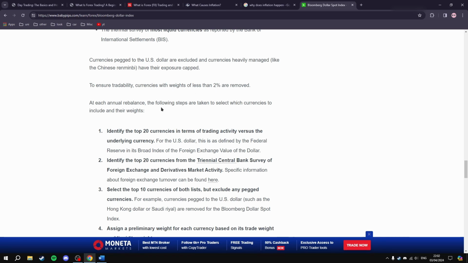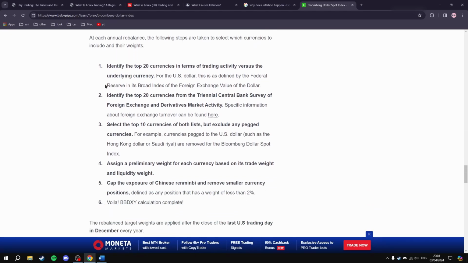At each annual rebalance, the following steps are taken to select which currencies to include and their weights. Identify the top currencies in terms of trading activity versus the underlying currency. For the US dollar, this is defined by the Federal Reserve in its broad index of foreign exchange value of the dollar. Identify the top currencies from the triennial central bank survey of foreign exchange and derivatives market activity. Specific information about the foreign exchange turnover can be found here.